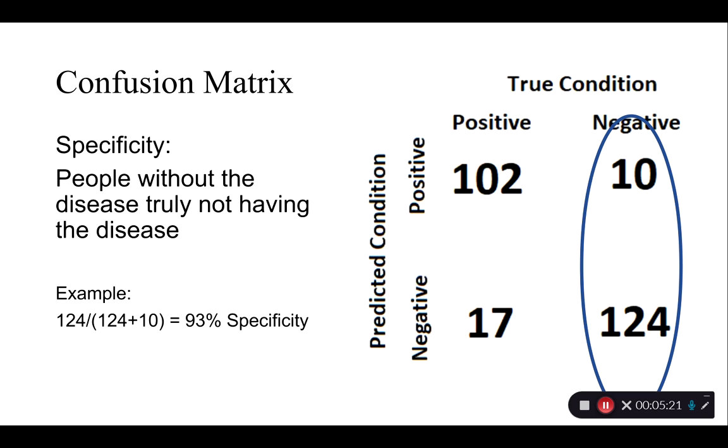Conversely, you might see the specificity. That's people without disease truly not having the disease. In that case, we only look at the true conditions of the negatives. So we want to calculate the specificity. We take the people who are true negatives, 124, and we divide by all the negative conditions possible. So that's 124 plus 10 to get a 93% specificity.